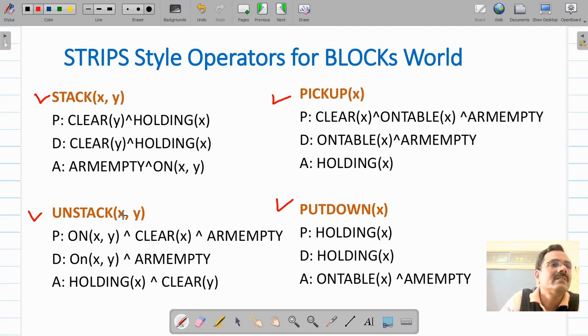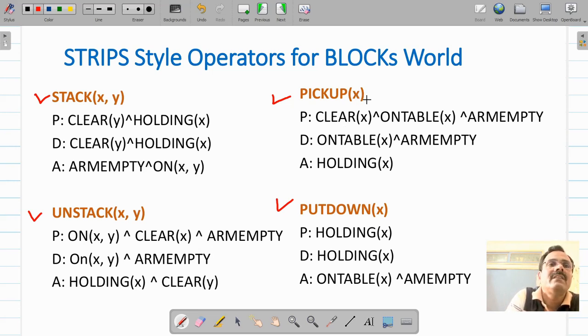Similarly, the unstack operation will unstack x from y. To perform this operation, x should be on y first, so on x y should be true. Similarly x should be clear, there should be no block on block x, and the arm should be empty. After performing this operation, the robot arm will be holding block x and y will be clear. What will become false? On x y will become false, and arm empty will become false because the arm will be holding x after performing this operation.